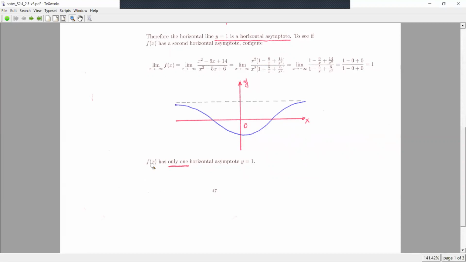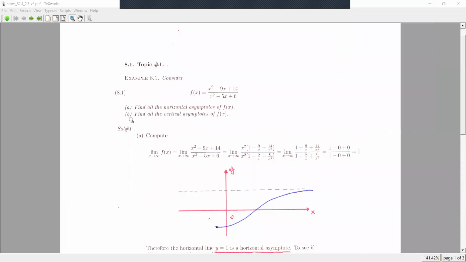Therefore, the function in this example has only one horizontal asymptote. The equation of this horizontal line is y equals 1. Now, part B. Find all the vertical asymptotes of the function. At the vertical asymptote, function approaches infinity.